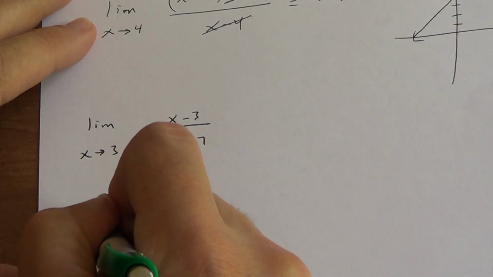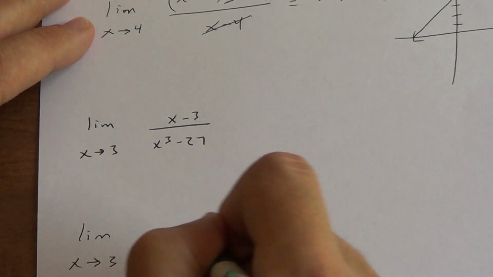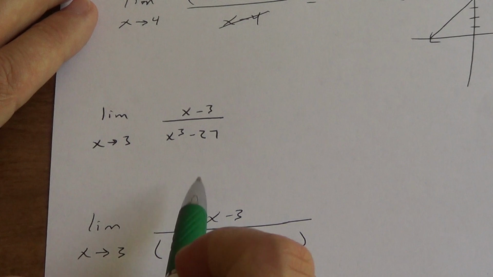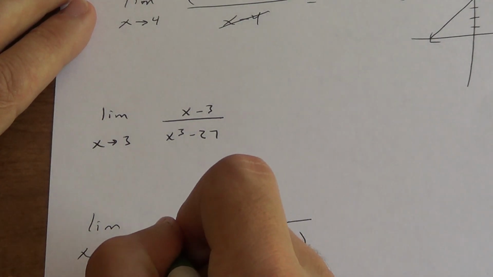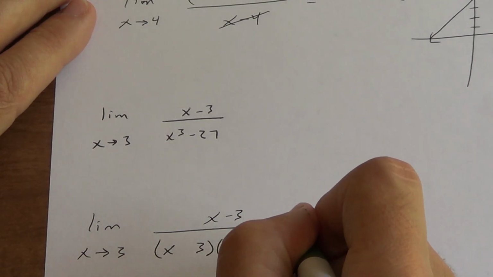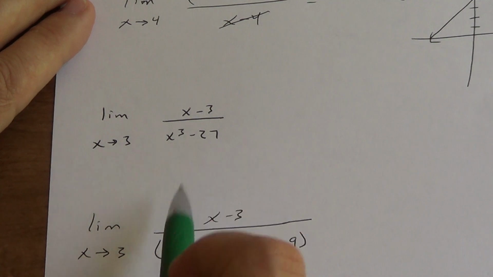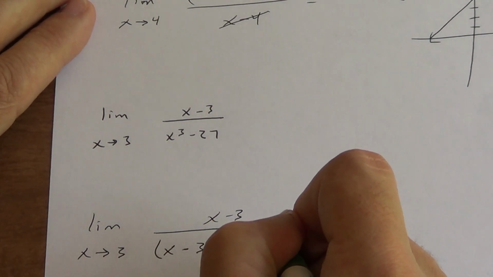So the limit as x approaches 3 of x minus 3. If you forgot how to do this, this is x cubed minus 3 cubed. We take the x, the 3, the x squared, 3x, and the 3 squared, which is 9. The signs: same, opposite, always positive. So this is a negative sign, so this is the same. This is opposite, this is always positive.